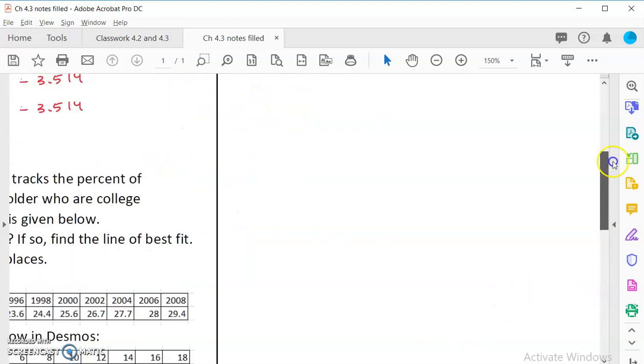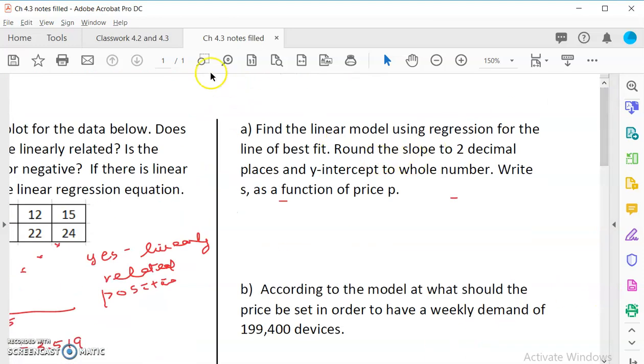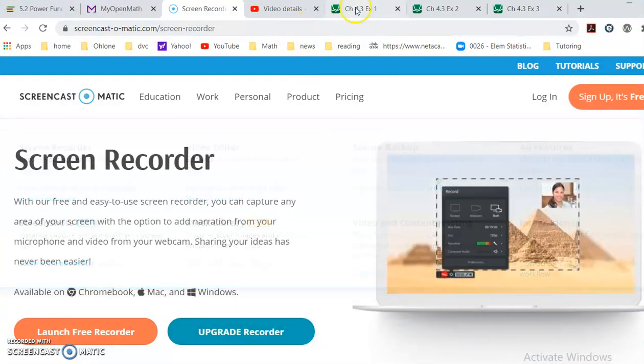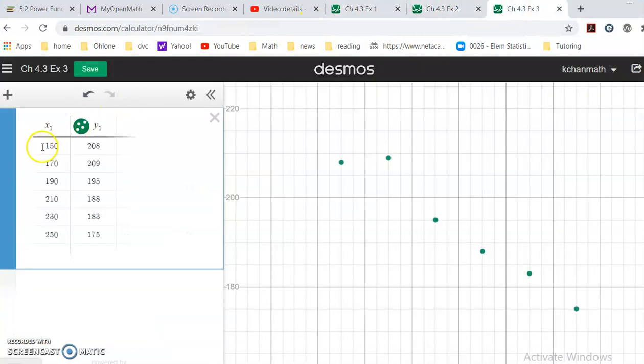So what they did is they collect the data and plot it on a scatter plot. I have the scatter plot entered here. This is all the price, 150, 208 to 250, 175,000. Remember, this is in thousands, not 208 items being sold. And I zoom in, zoom fit.